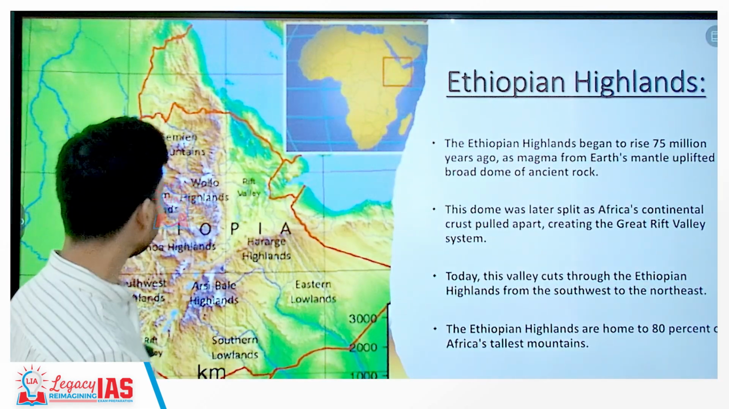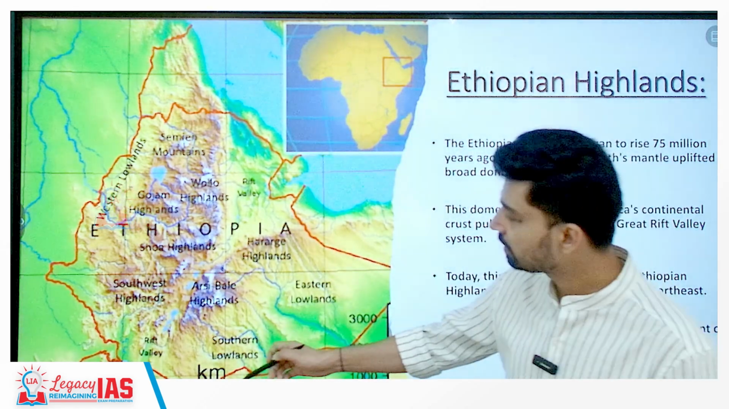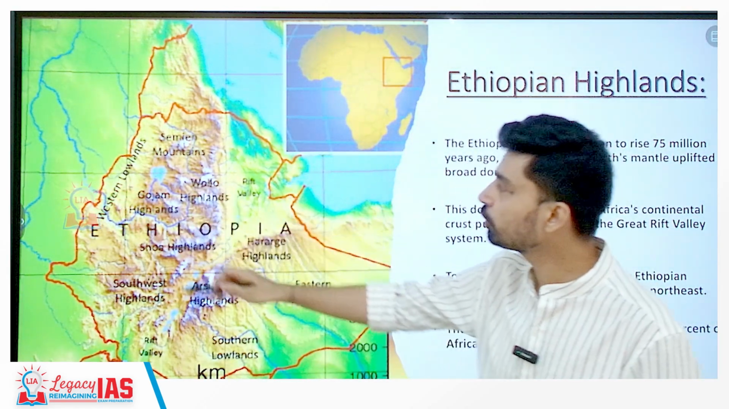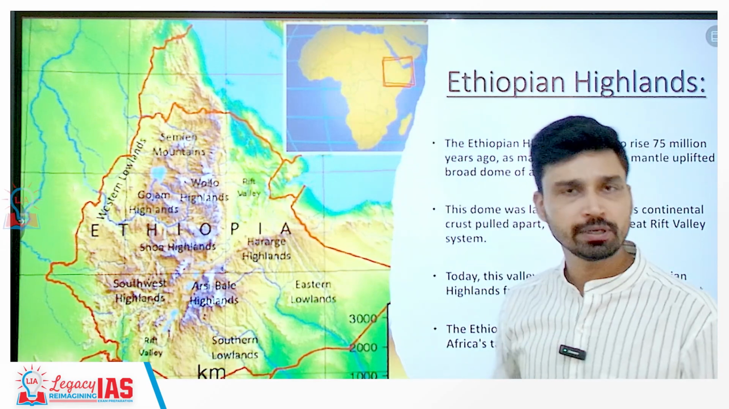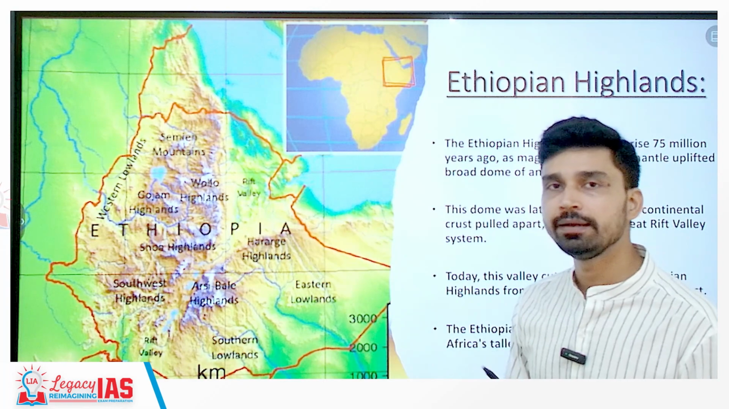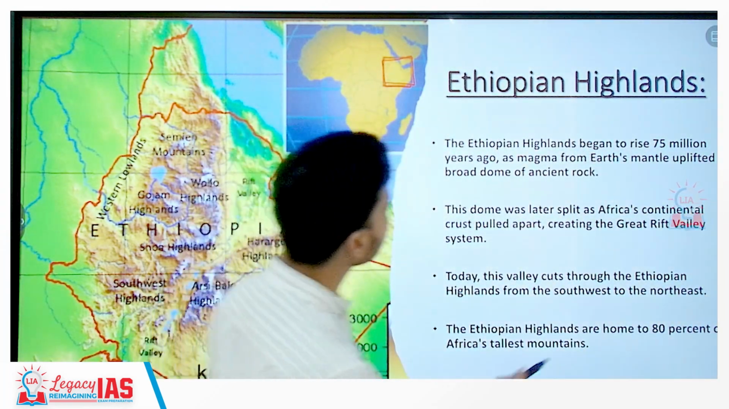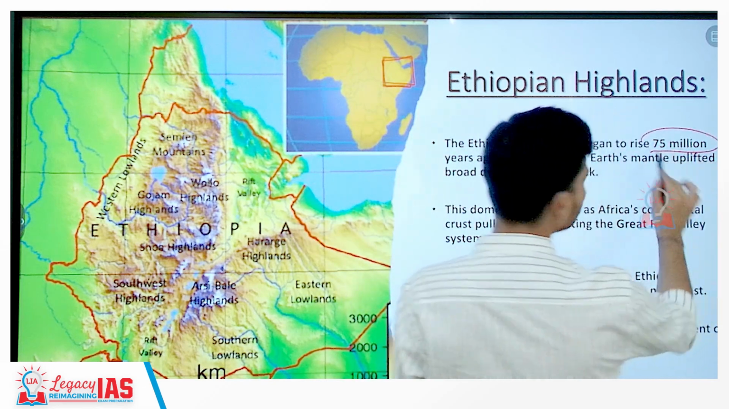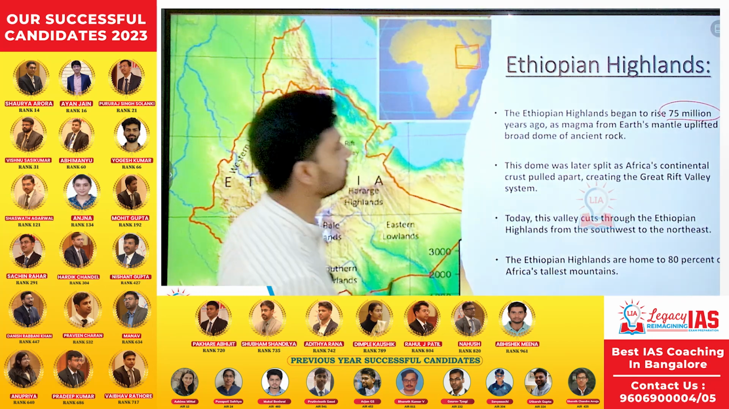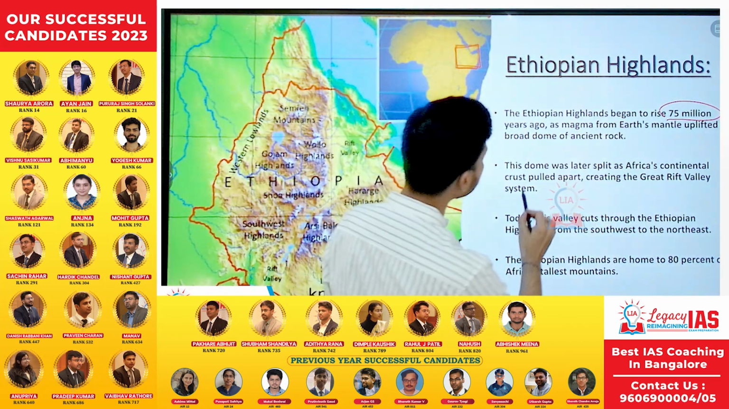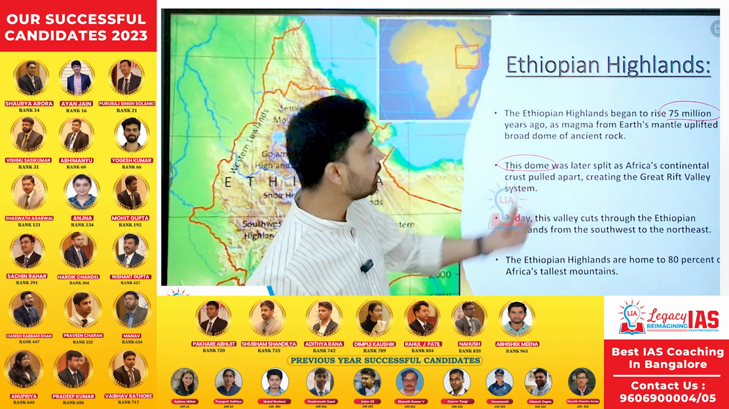The next region that we have talked about is the Ethiopian highlands. As you can see, this map is the representation of the Ethiopian highlands that is found in the eastern part of Africa between the Red Sea and the Indian Ocean. Now the Ethiopian highlands began to rise about 75 million years ago, largely due to a magmatic eruption, and later on a dome formed. This dome was later split as Africa's continental crust pulled apart.